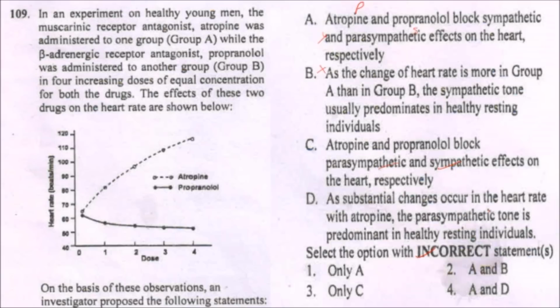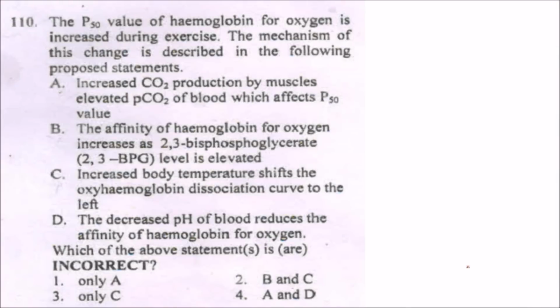As subsequent changes occur in the heart rate with atropine, the parasympathetic tone is predominant in a healthy resting individual. So the statements that are right are C and D, but we have to point out the incorrect statements. So the answer will be A and B. Next question.